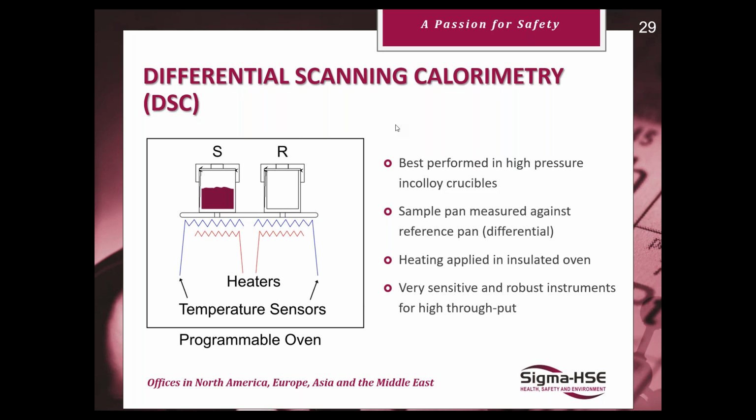So the principle of the DSC is that the sample pan is measured against a reference pan. Both of these are heated up equally with equal energies, and the differences in the heat of both sides of the balance are weighed against each other, and that gives us the heat output of the sample at different temperatures. So as we've said, the heating is applied in an insulated oven.